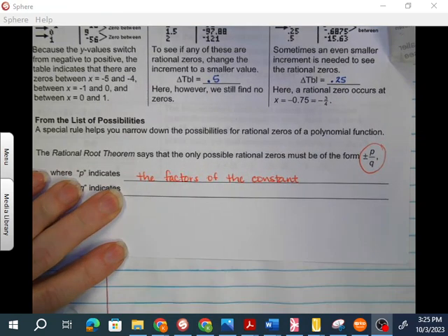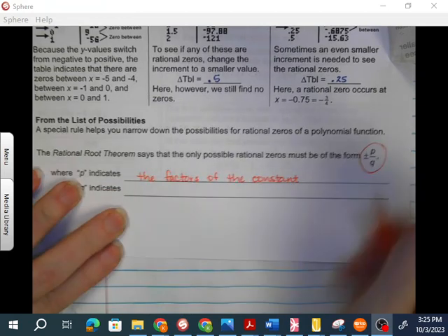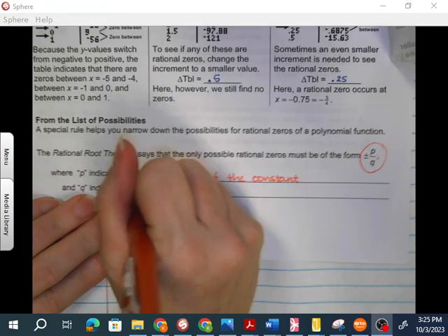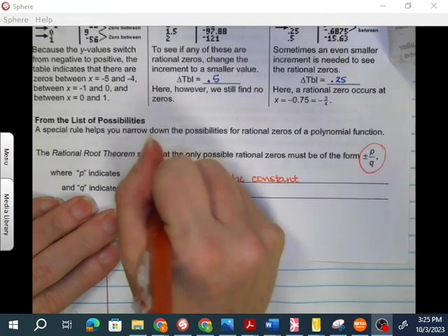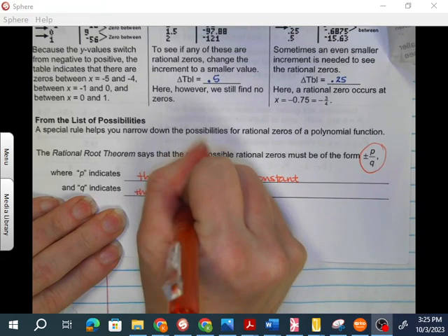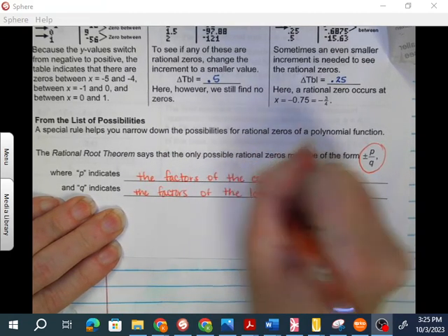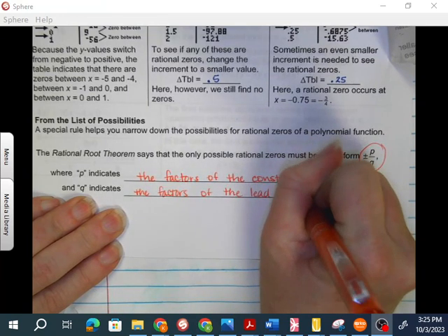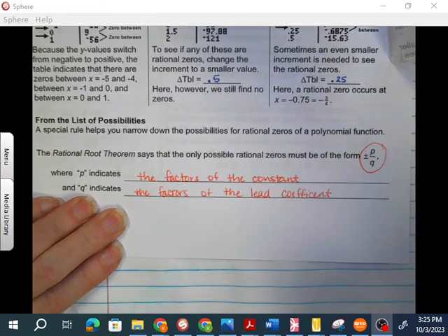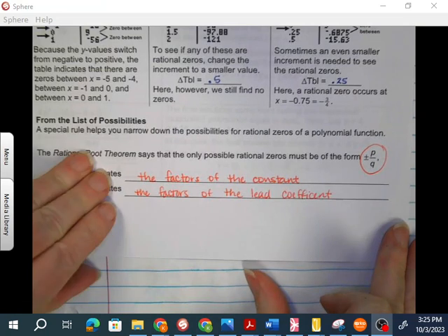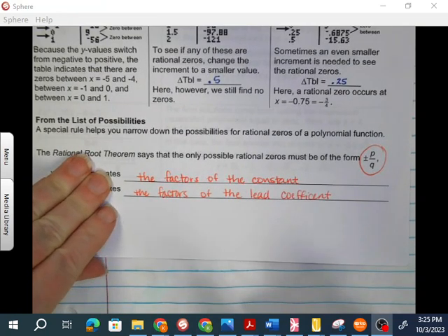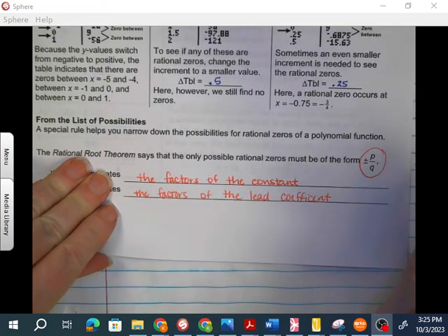So we're going to take the factors of the constant, and we're going to put those on top of the factors of the lead coefficient. And that's going to give me a list I can choose from. And then I can choose from my list and start synthetically dividing. And then it's not quite as tedious as just choosing out of the sky.